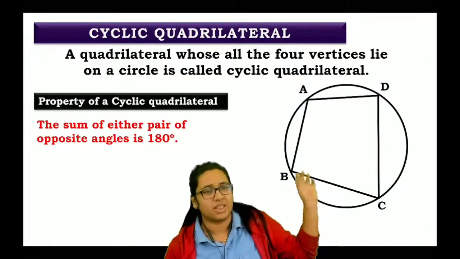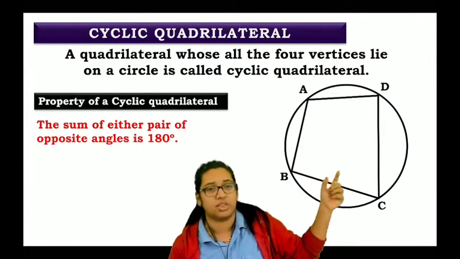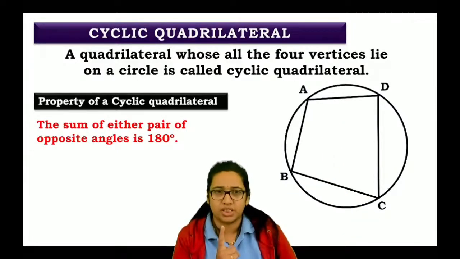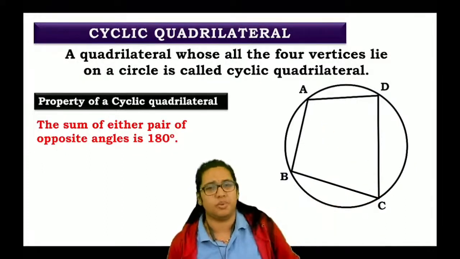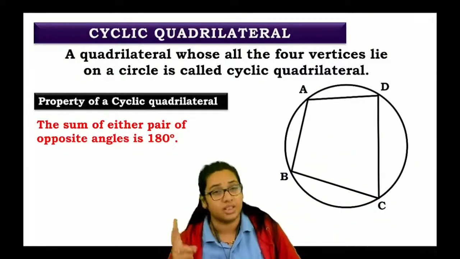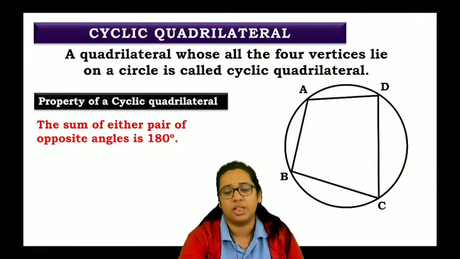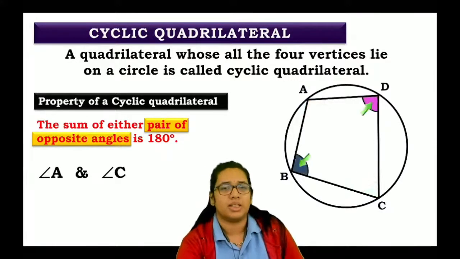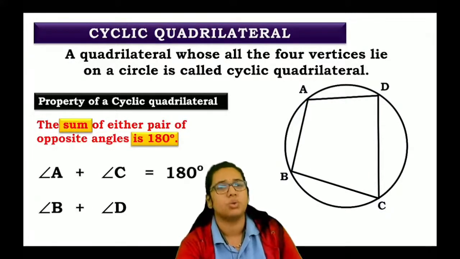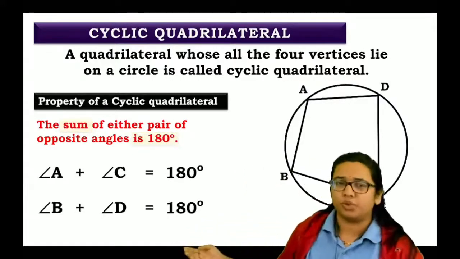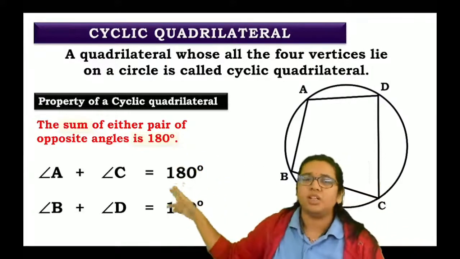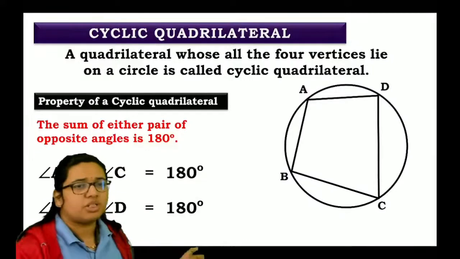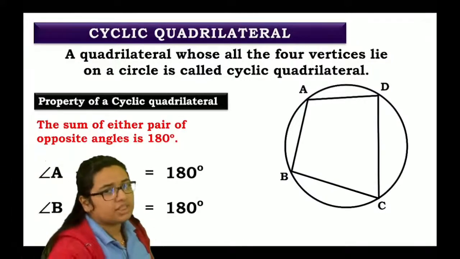So obviously you can say that if you are talking about this cyclic quadrilateral ABCD, then A and C will be the first pair of opposite angles. Similarly, B and D will be another pair of opposite angles. A and C, B and D are two pairs of opposite angles. Then using this property, we can say that measure of angle A plus measure of angle C equals 180, as well as measure of angle B plus measure of angle D is equal to 180.